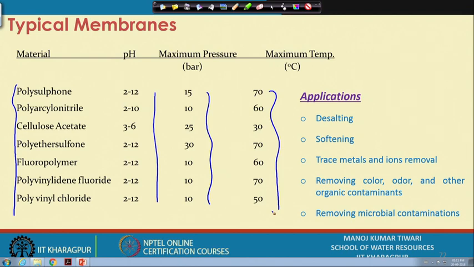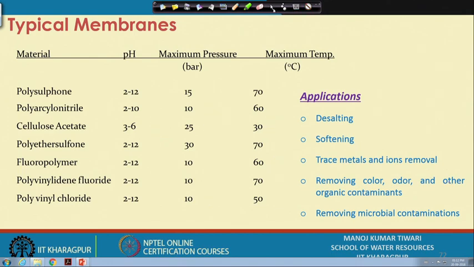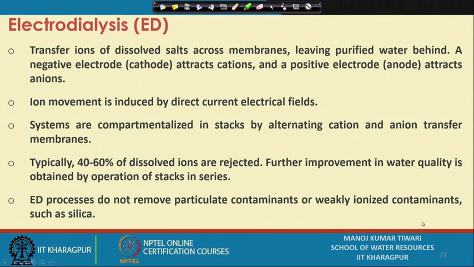The applications of the membrane processes are for desalting, softening, trace metal and ion removal, removing color, odor, and other organic contaminants, and removing microbial contaminants. So, they can remove almost all things other than some of the dissolved gases, as we were just discussing.